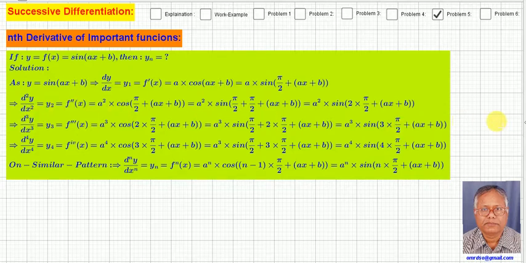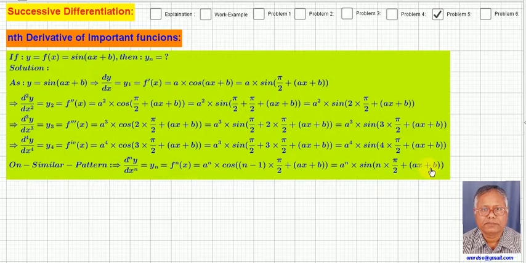Now see, for the third derivative it is 3, so the fourth derivative will have 4, I mean aⁿ to the power 4 sin(4π/2 + ax + b). On the similar pattern, if you want the nth derivative, dⁿy/dxⁿ is equal to aⁿ sin(nπ/2 + ax + b). It's very simple. The only thing to remember is that when you differentiate sine, you get cosine. Arrange cosine again in front of sine, and then we make a pattern of it. Right?